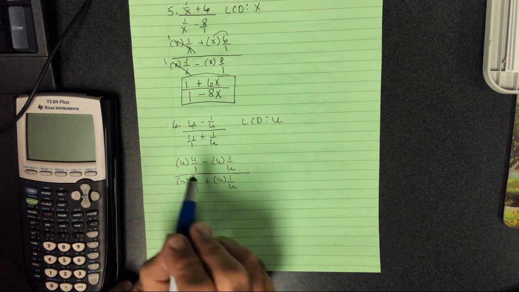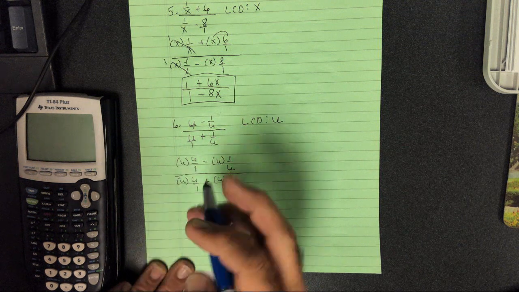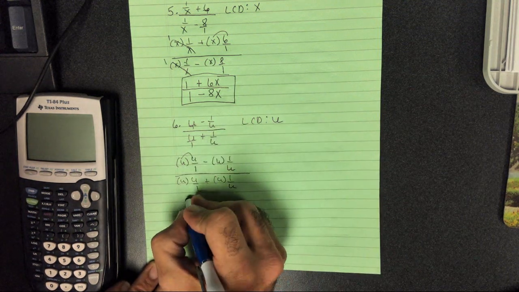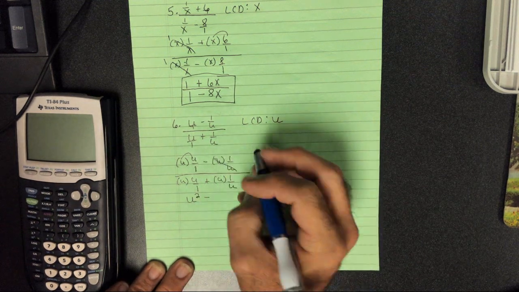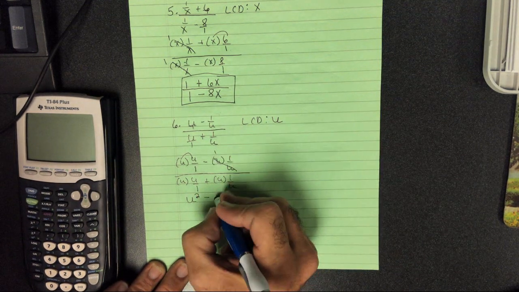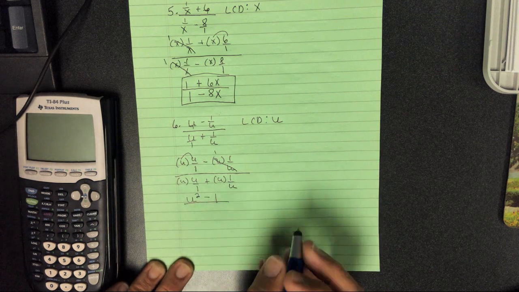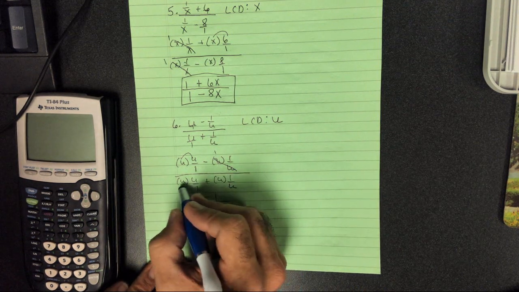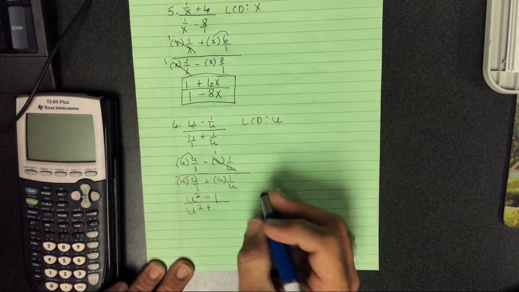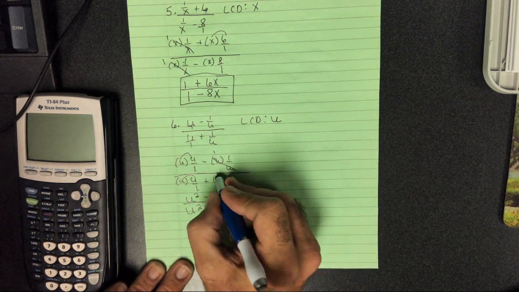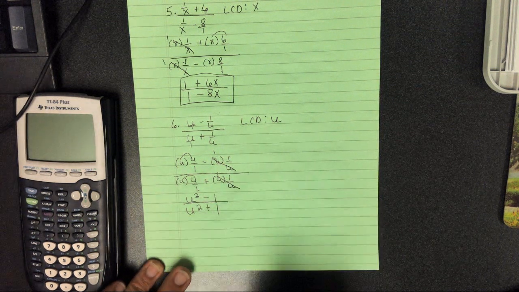So watch this one, y'all. u divided by 1 is still a u. So u times u is u squared minus, look here, the u's cancel, making a 1. So 1 times 1 is 1. Now on the bottom, u divided by 1 is still u. So u times u is u squared plus the u's cancel, making a 1. So 1 times 1 is 1.